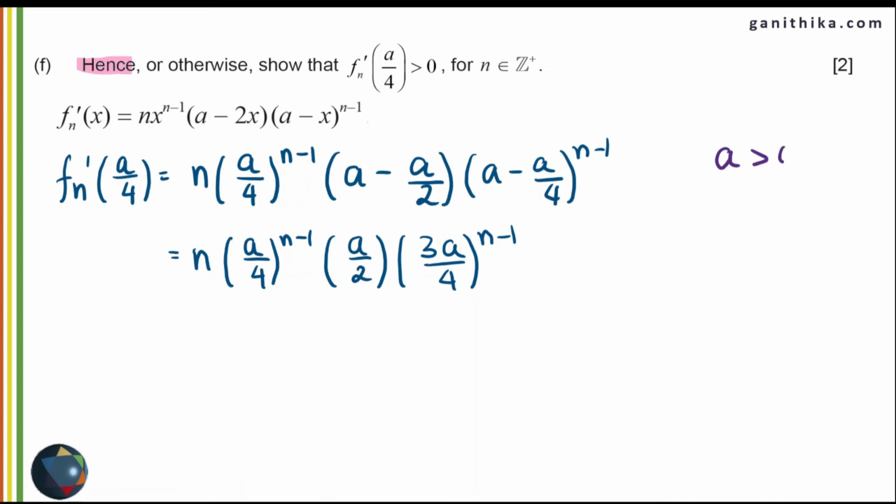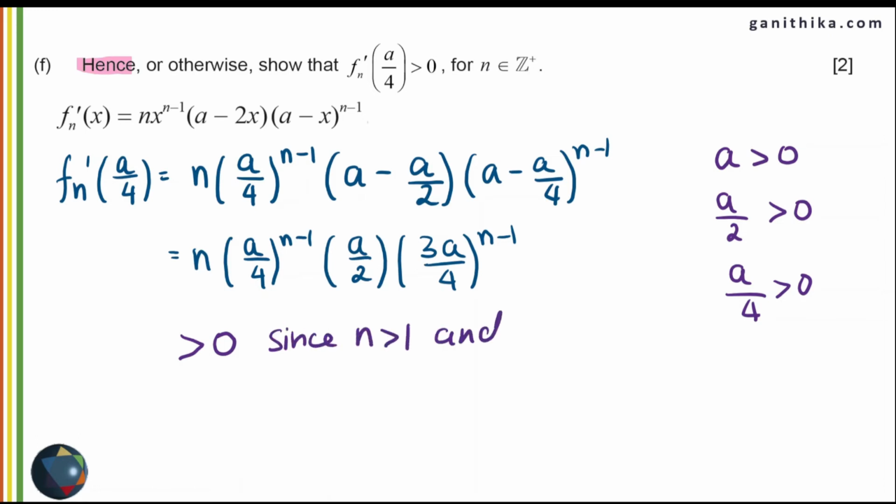So since a is positive, all the 3 factors are going to be positive. Therefore, raising a positive power to any value is going to be a positive value, and n is also a positive integer. Therefore, all the 4 factors are positive. So the total value is going to be a positive number for positive n values and positive a values. So because n is positive and a is positive, we have fn dash of a over 4 is positive. So we have proved this as well.